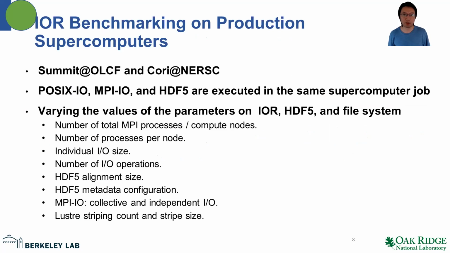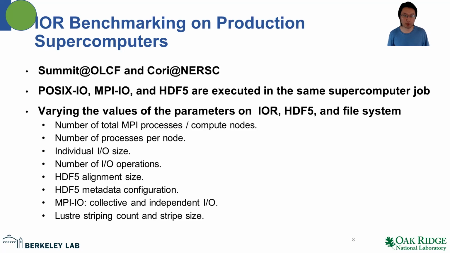Next, we will talk about our benchmarking efforts on the production supercomputers. Specifically, we have done our experiments on Summit and Cori. We have measured the POSIX-IO, MPI-IO, and HDF5 performance as they are executed in the same batch jobs in the computer systems. We have varied a number of parameters for IOR, HDF5, and the parallel file system.